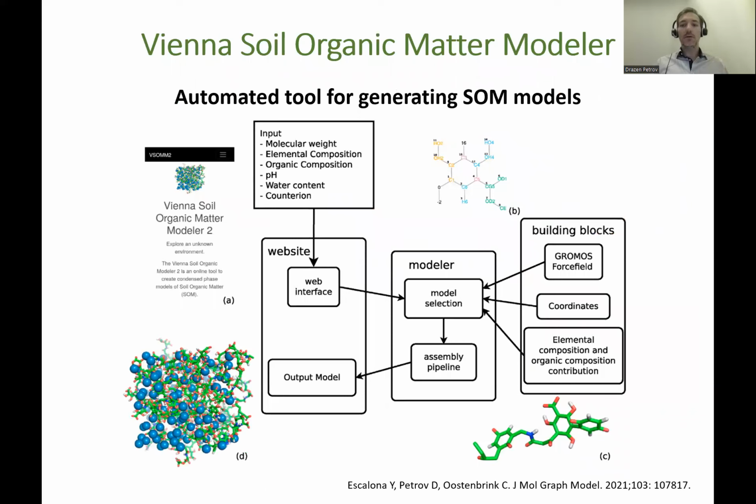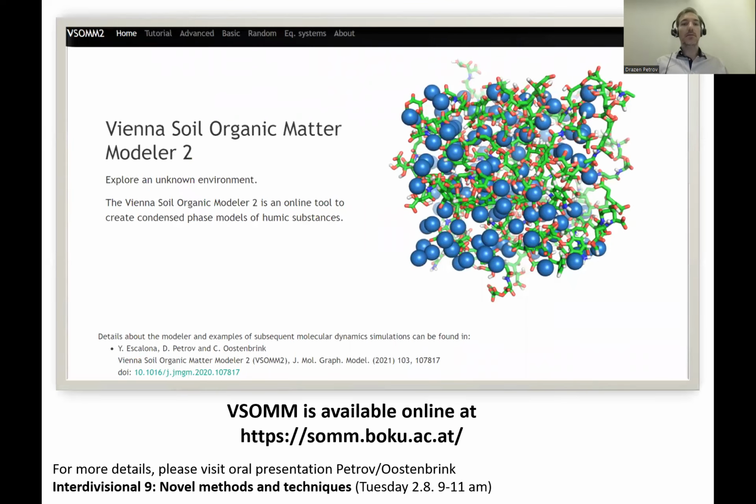At the core of our research is Vienna Soil Organic Matter Modeler, which is an automated tool for generating SOM models. It takes as an input various parameters, including elemental composition, organic composition, water content, and so on. And then also based on a database of fragments, it puts everything together such that we get a 3D model that corresponds to these input parameters. Vienna Soil Organic Matter Modeler is available online, and this tool will be presented in more details on Tuesday morning in this session.